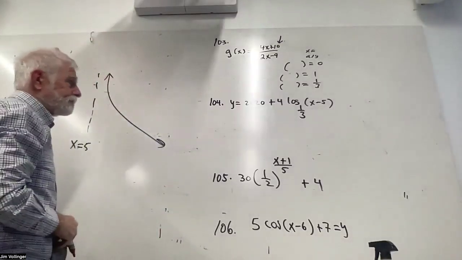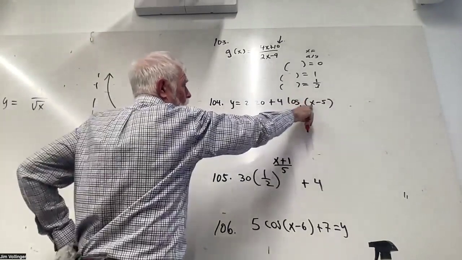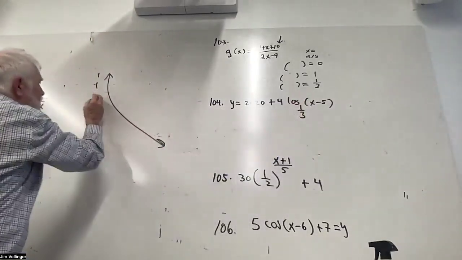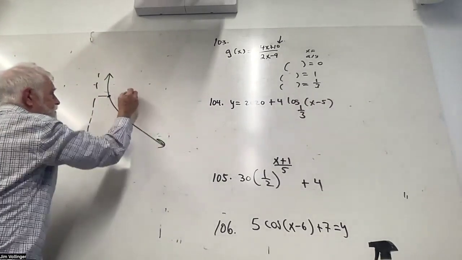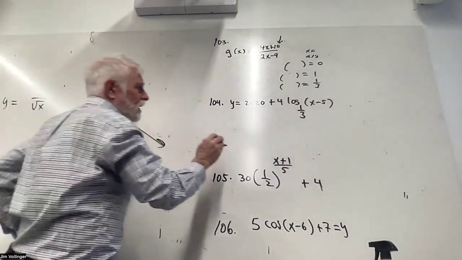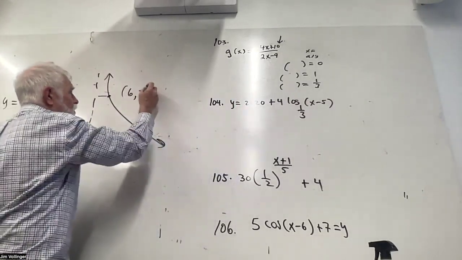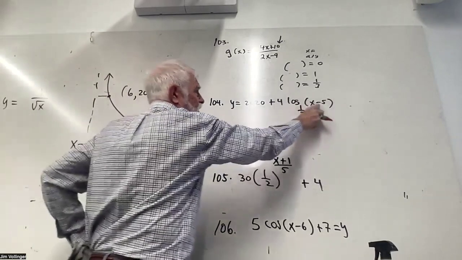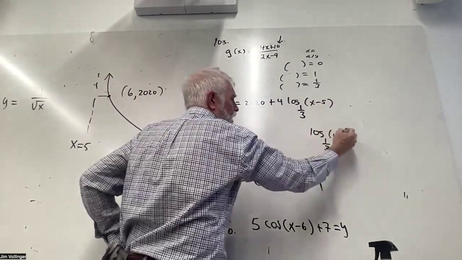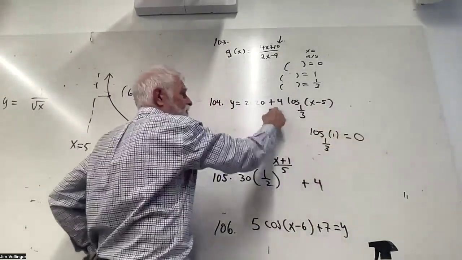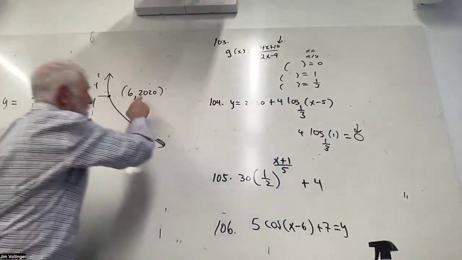All right, so what makes this a 1, a jump of 1, which is going to be this first jump right there? That's going to happen when x is 6. So when x is 6, we should get 2020. Let's throw it through and see if that happens. 6 minus 5 is 1. What is log base 1/3 of 1? I hope you're saying 0. 0 times 4 is still 0, plus 2020 is 2020.